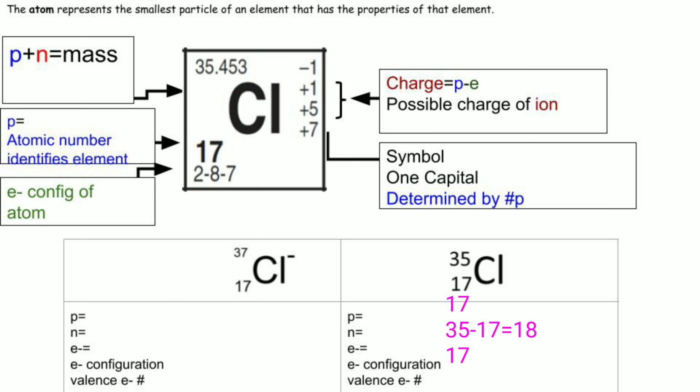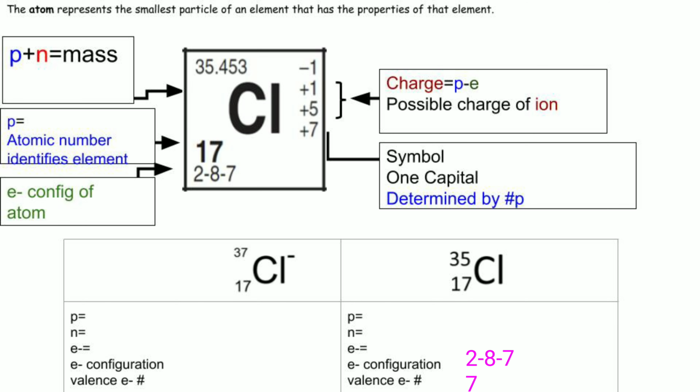Since this is an atom, the number of electrons is equal to the number of protons because the charge is 0. To find the number of electrons, you can simply add up the electron configuration. 2 plus 8 plus 7 is 17.